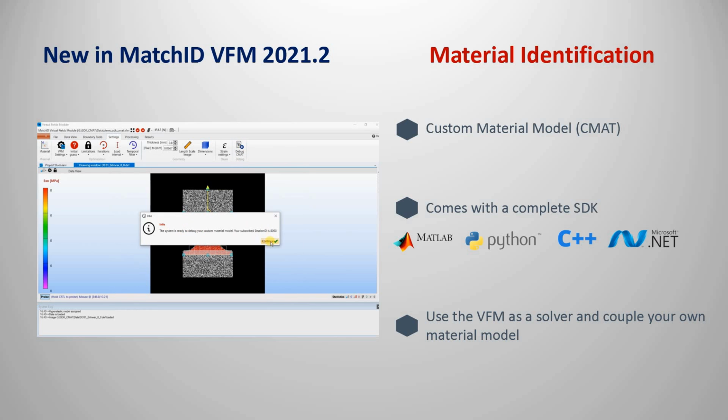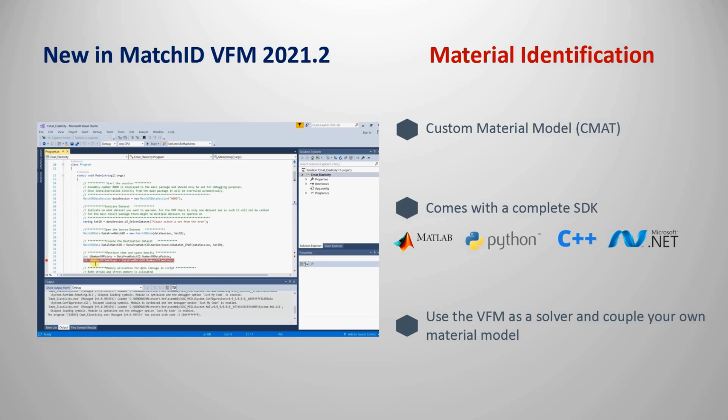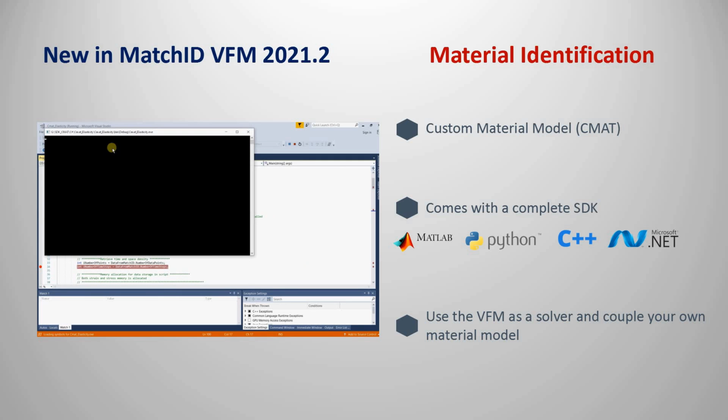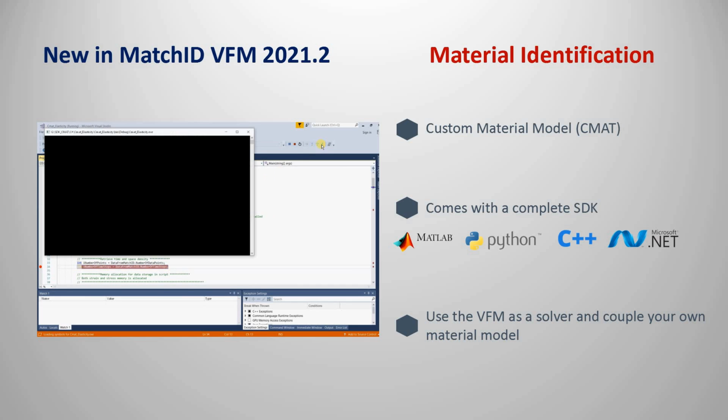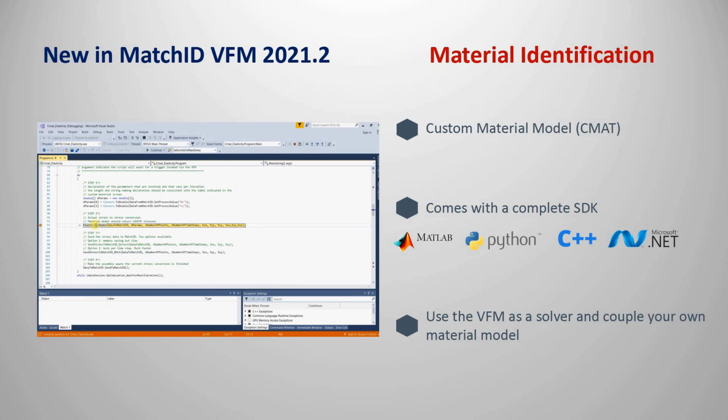This long time expected feature is fully open for debugging and comes with a complete software SDK supporting your own programming language of preference. Whether it's MATLAB, Python, C++, or .NET, MatchID communicates directly. We deliver you strains, you convert them to stresses.